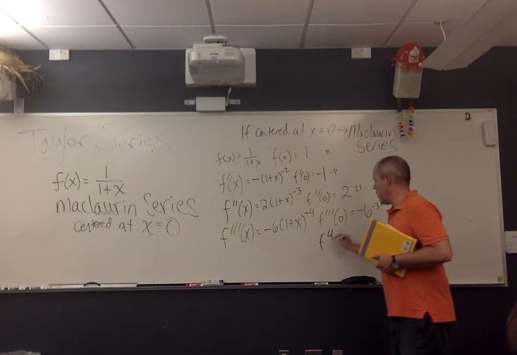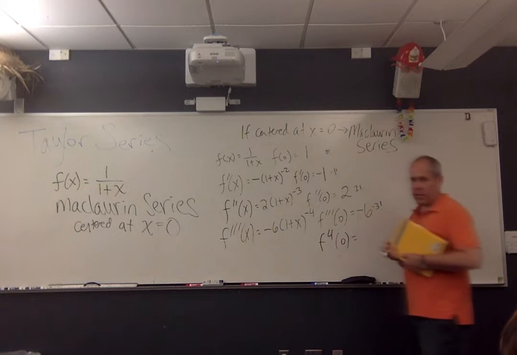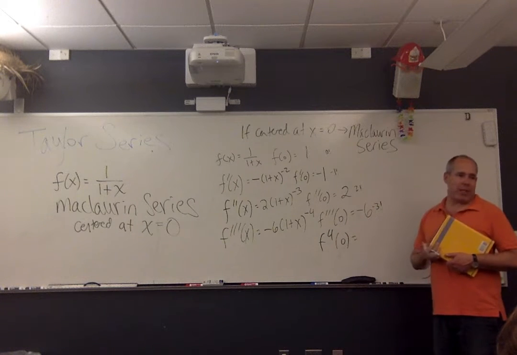Guess what the fourth derivative of 0 is going to be? By the way, we just start writing 4. We stop with the dashes.